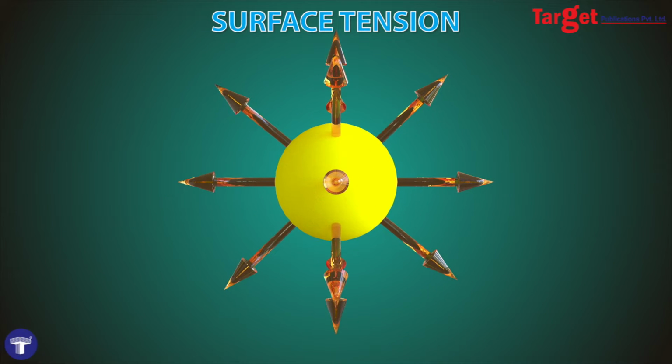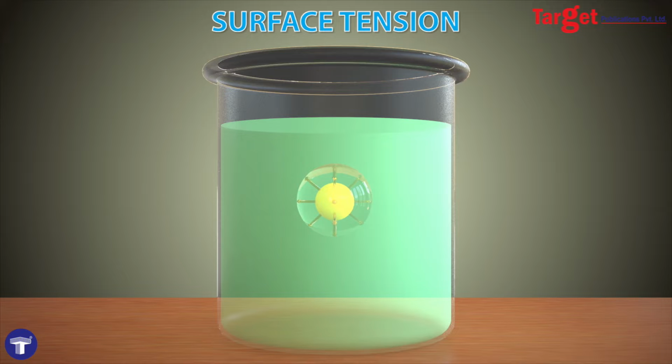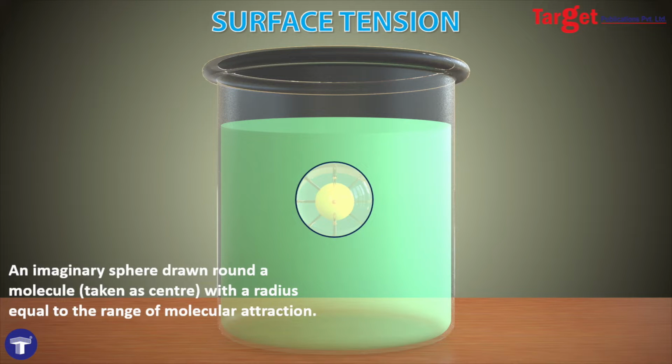Using the range of molecular attraction, we then draw an imaginary sphere around each molecule, and this sphere is known as the surface of influence or the sphere of influence. By definition then, it is an imaginary sphere drawn around a molecule taken as the center with the radius equal to the range of molecular attraction.